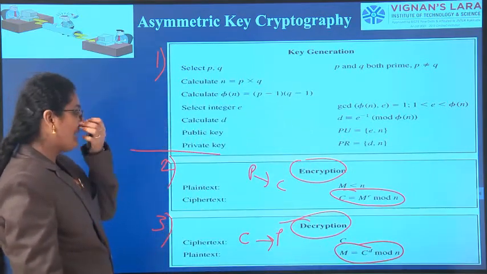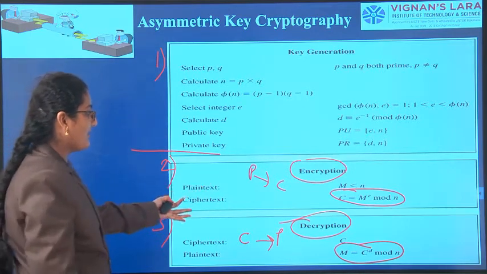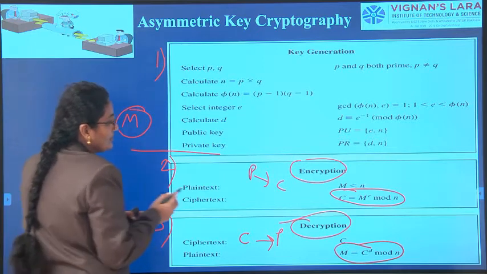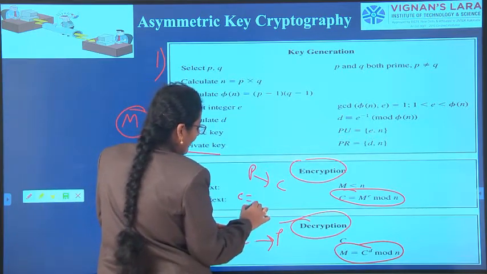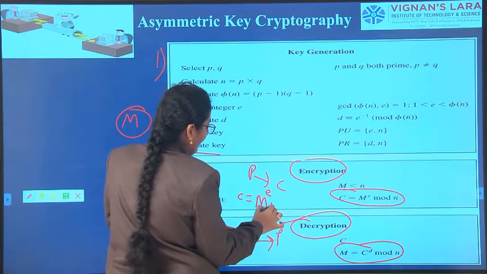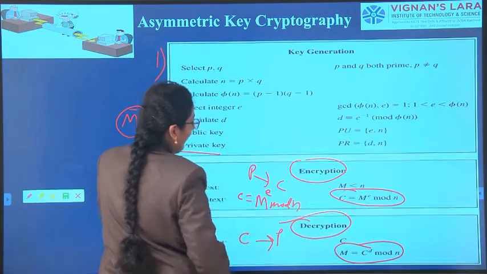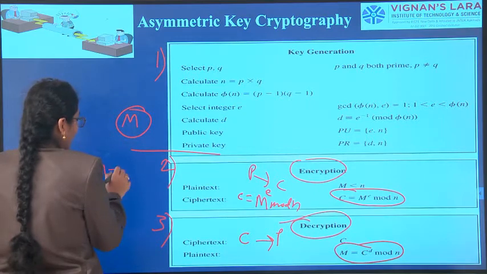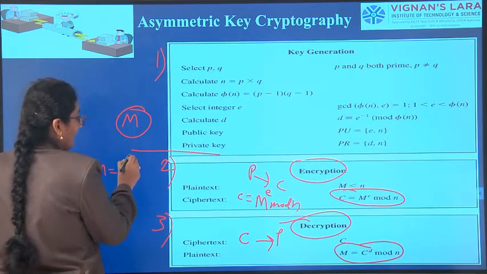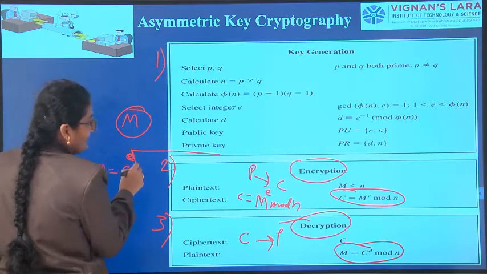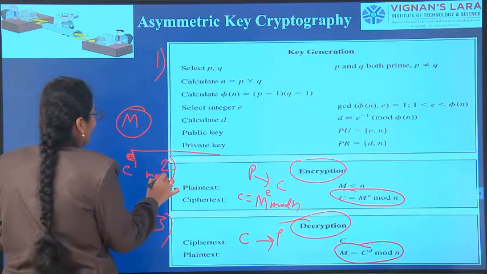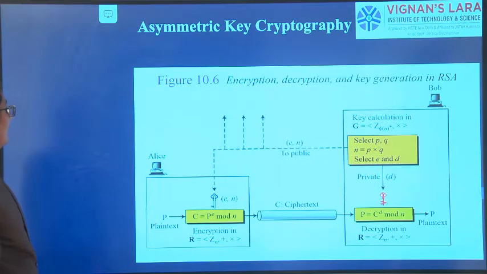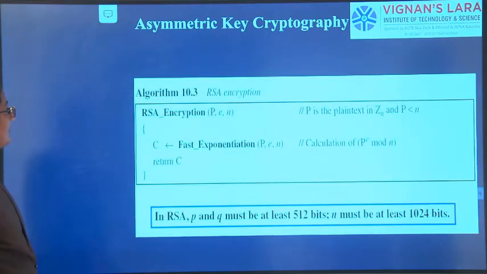Before what formulas we have generated? Same formulas. But here plain text is considered as M. So to obtain ciphertext we are taking M power E mod N. So to obtain plain text we are getting ciphertext power D mod N. So if you see example you will understand.